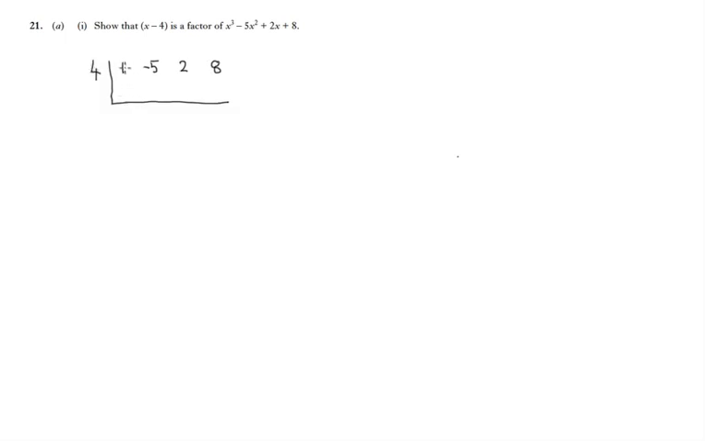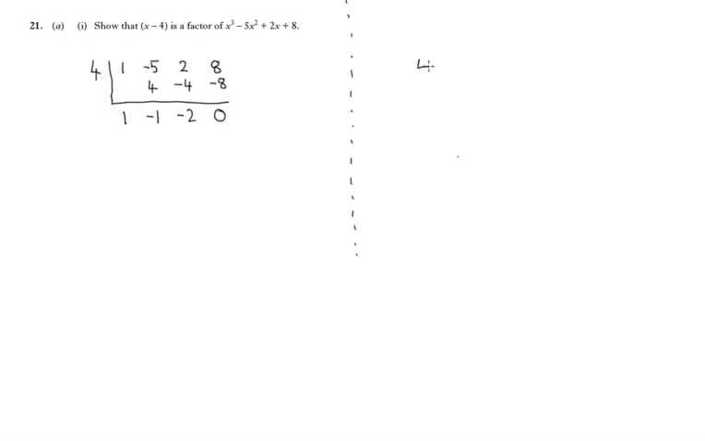The process is to bring that 1 down, multiply by 4, add, multiply by 4, add, multiply by 4, and add. So the question now is, what on earth have we found out?